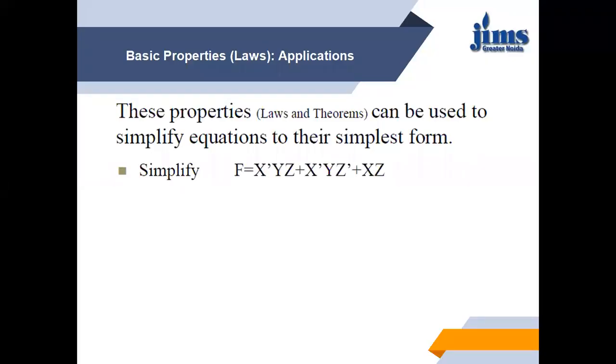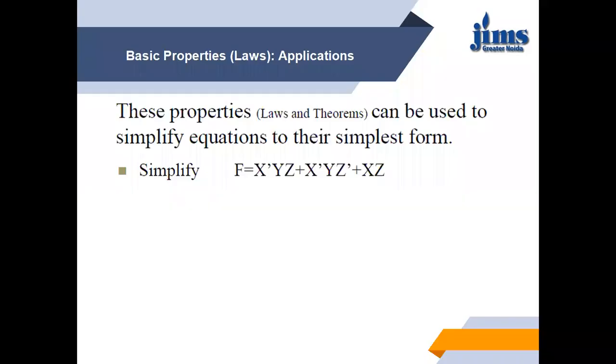Now suppose we have an expression F equals x bar yz plus x bar yz bar plus xz. Here plus is or, and where there is no dot, there is an and. So we can say x bar and yz, or x bar y z bar, or xz. We have to implement it using logic gates, so let us first simplify this function.